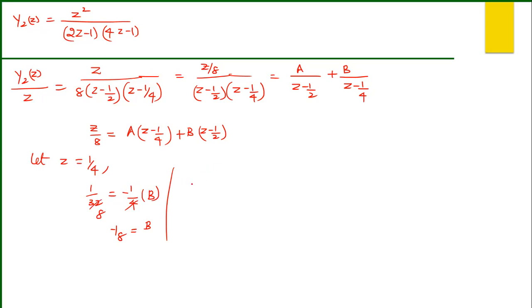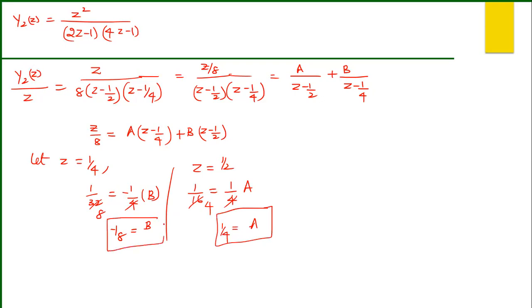Now let z equal 1 by 2. If you take 1 by 2, this will become 1 by 2 by 8, that is 1 by 16, is equal to, the b term will become 0. 1 by 2 minus 1 by 4, that is 1 by 4 into a. So 4 ones, 4 fours. So what is the a value? 1 by 4. A value is 1 by 4, b value is minus 1 by 8. Now you substitute here. What is y2 of z by z?